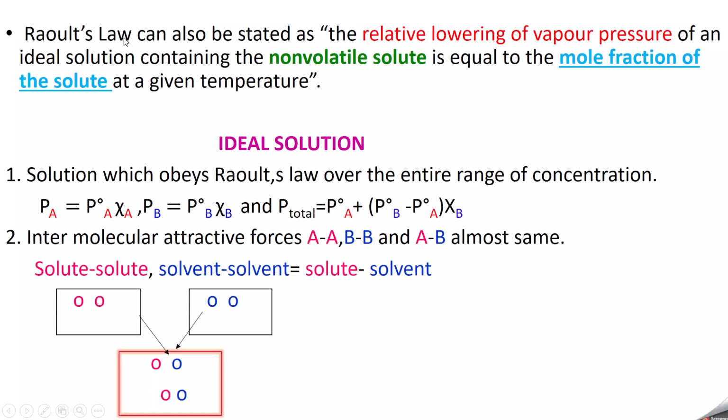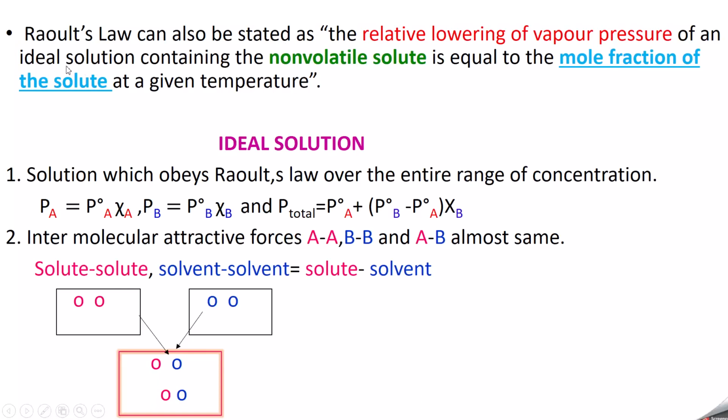So this is what we call Raoult's law. Raoult's law can be stated as: the relative lowering of vapor pressure of an ideal solution containing a non-volatile solid solute is equal to the mole fraction of the solute at a given temperature. So this is Raoult's law, case 2.